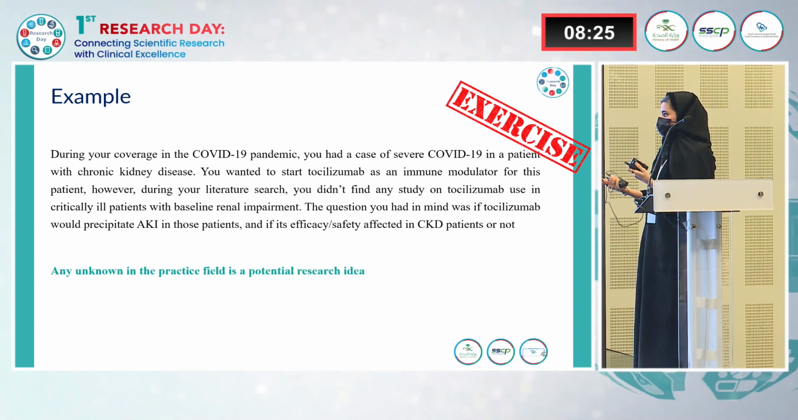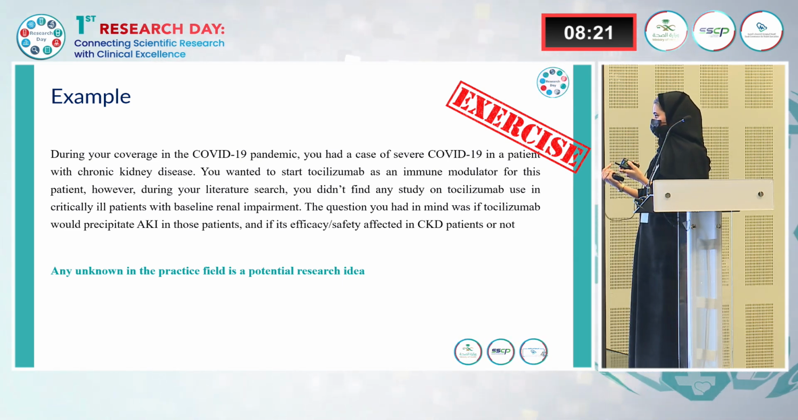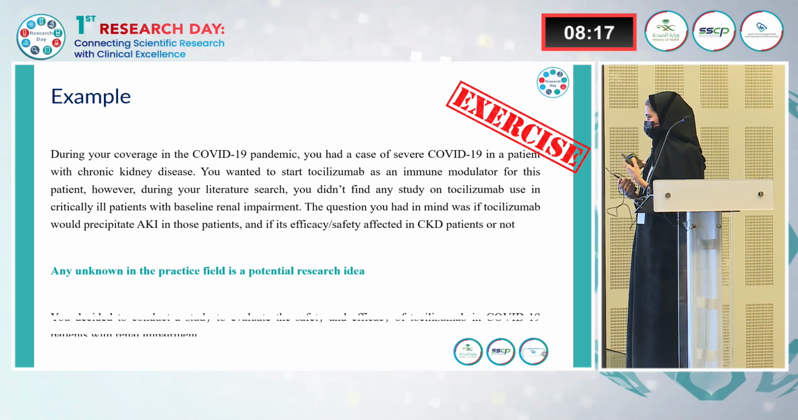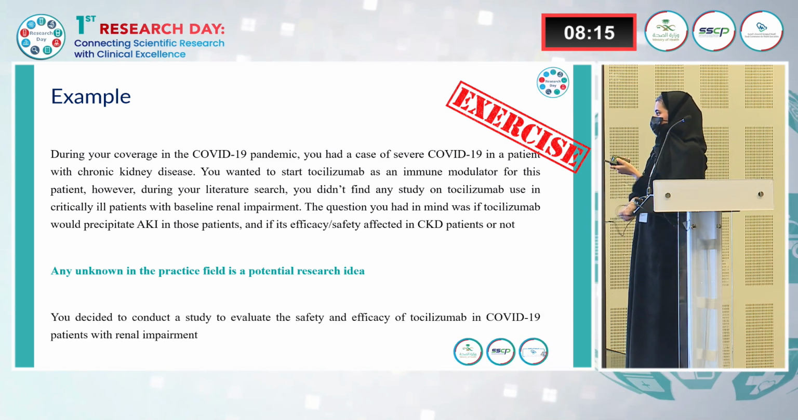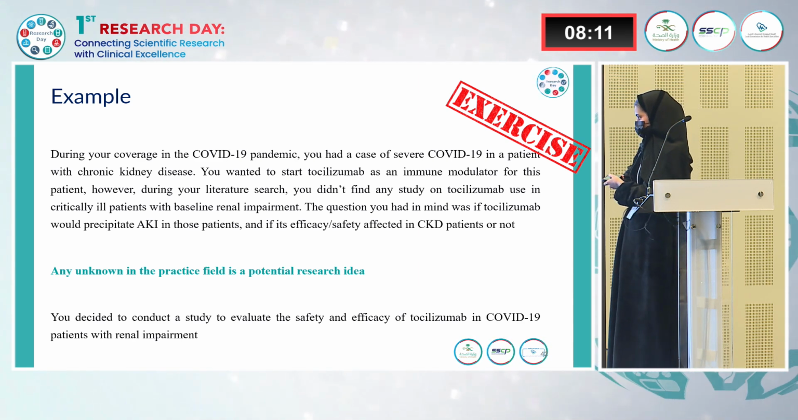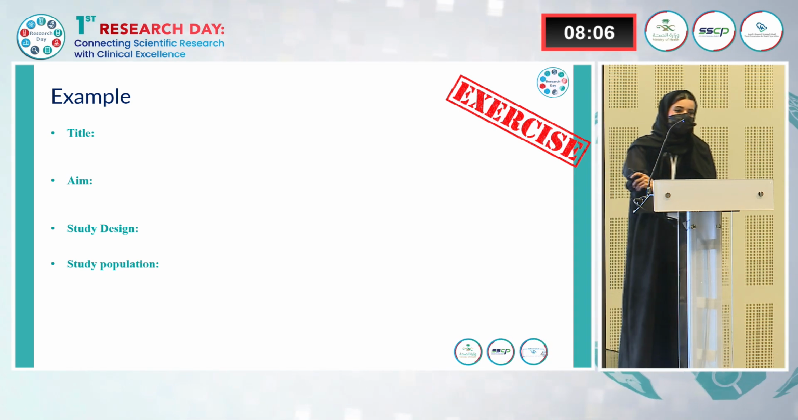So you faced the case, you generated a question in your mind, you didn't find the relevant literature, and as we said, any unknown in the practice field is a potential research idea. So you decided to conduct a study to evaluate the safety and efficacy of tocilizumab in COVID-19 patients with renal impairment. So what do you suggest as a title for this study?